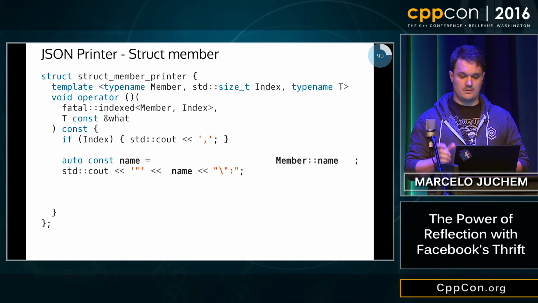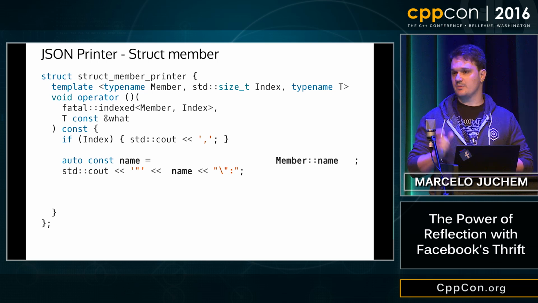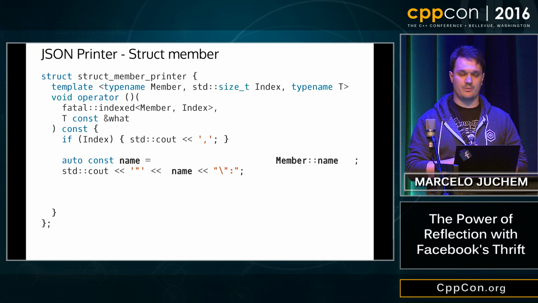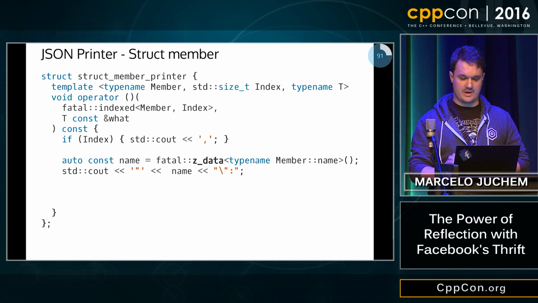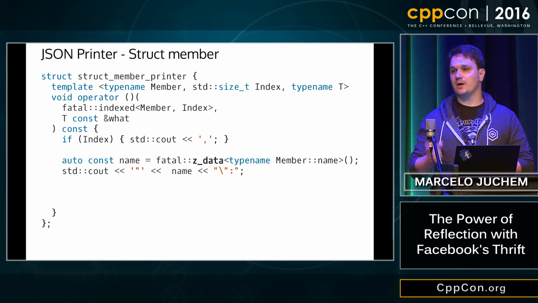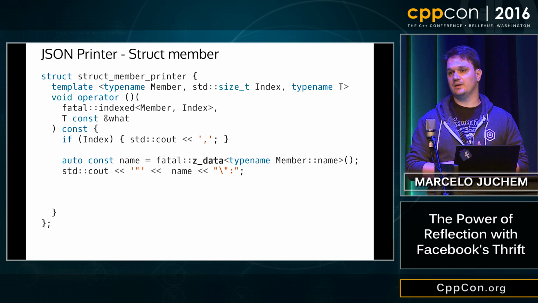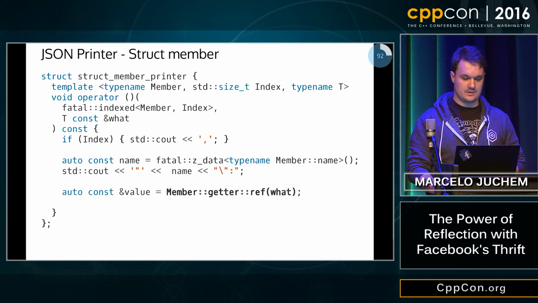And also, I want to print the name. But the thing is that this name is a compile time string, but I need a runtime string in order to print it, right? You need it to be somewhere in memory. So what we do is we have this function called zdata. And what it does is whenever you have a compile time string, it will give you a null terminated, statically allocated string. So it's pretty handy. You just say, for this compile time string, give me something that I can use at runtime. And that's how you convert compile time to runtime strings.